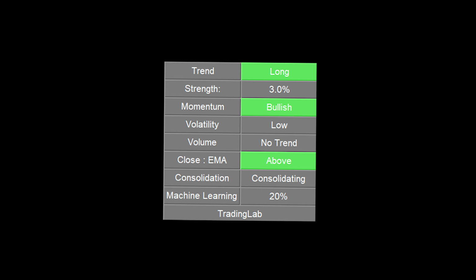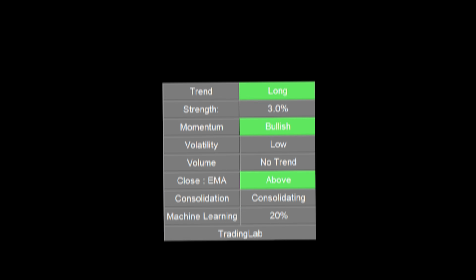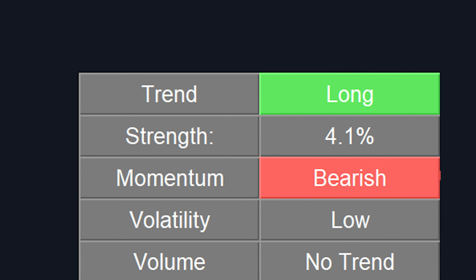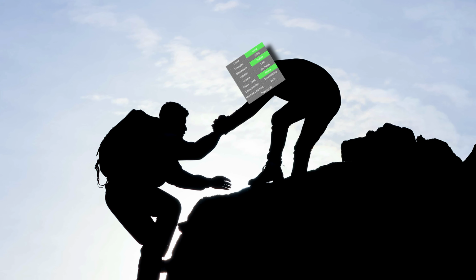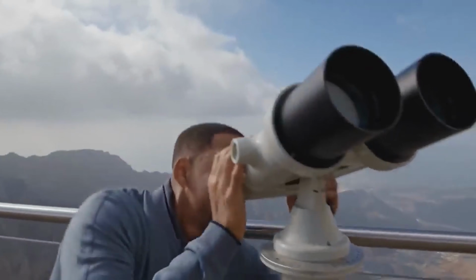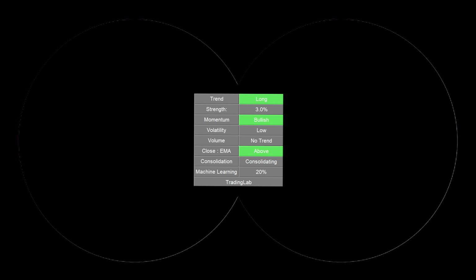You can also use this strength metric to see the strength of the current momentum. The higher the number, the stronger the move is. The lower the number, the weaker the move is. Overall, this trend table is extremely helpful. I cannot recommend it enough. It completely changes the way you look at the market.